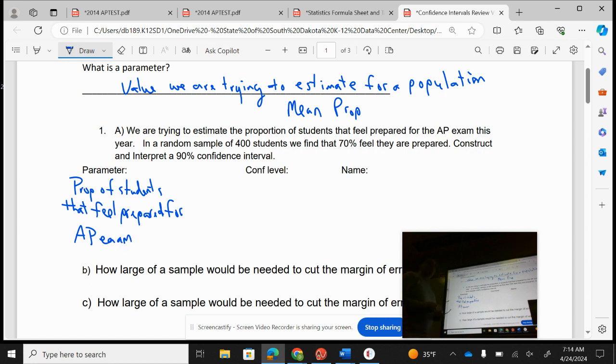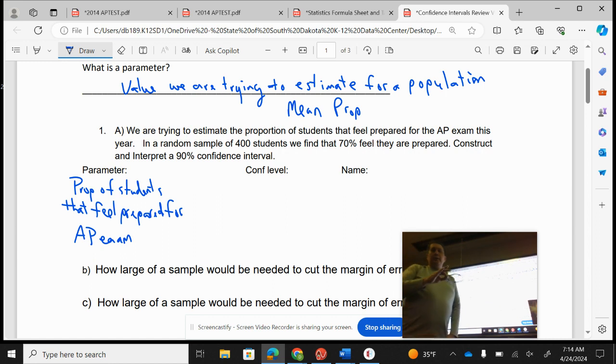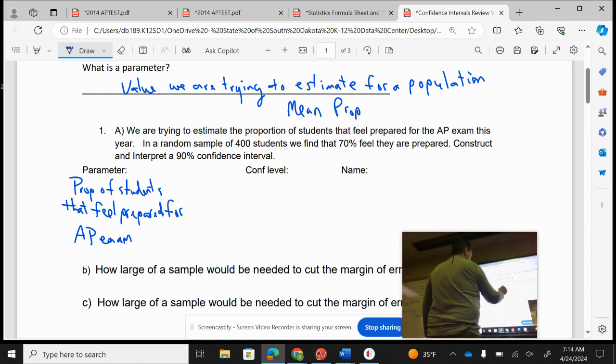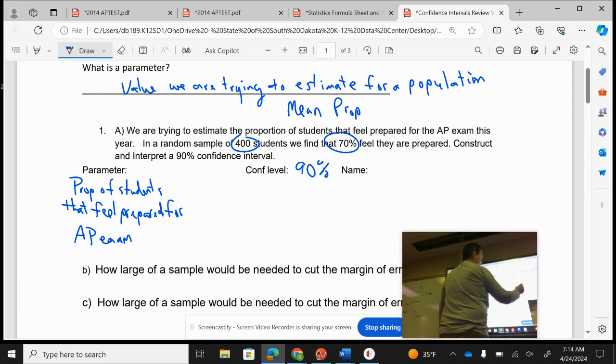Now, why is that important? You would use that in your confidence interval sentence. I am 90% confident the true proportion of students that feel prepared for the AP exam is between, and then we would give the two values. Okay, it says what is our confidence level that we're looking at? We're trying to do 90%. Okay, we find that 70% feel they are prepared. So the name that we're going to use, we would use the 1 prop Z interval.